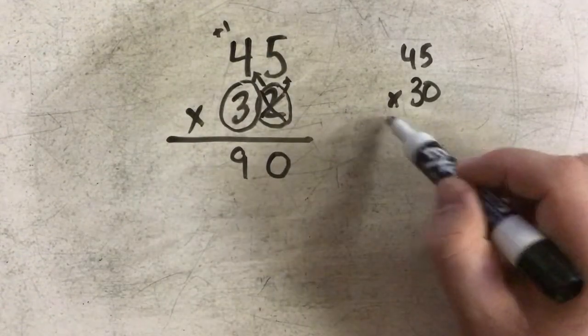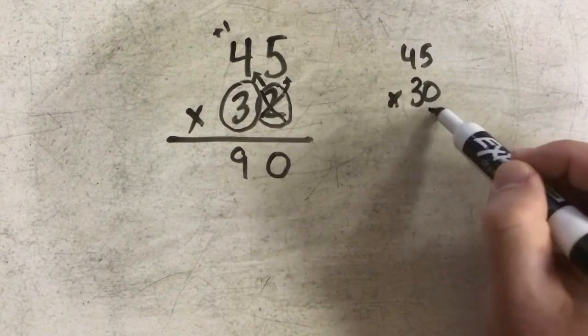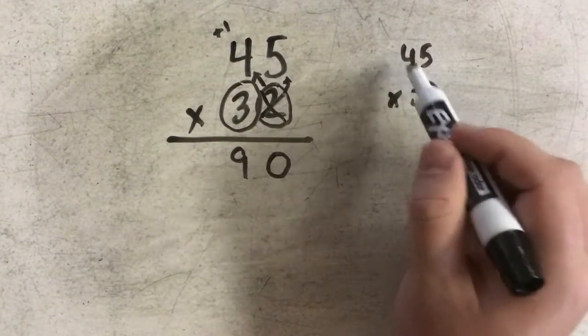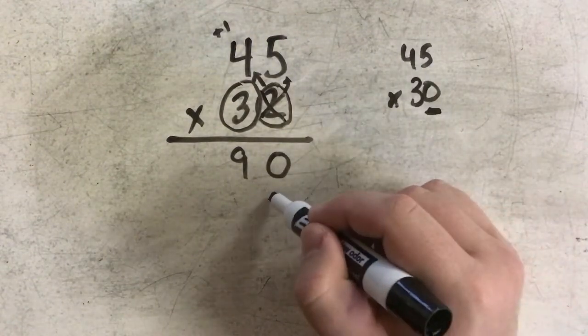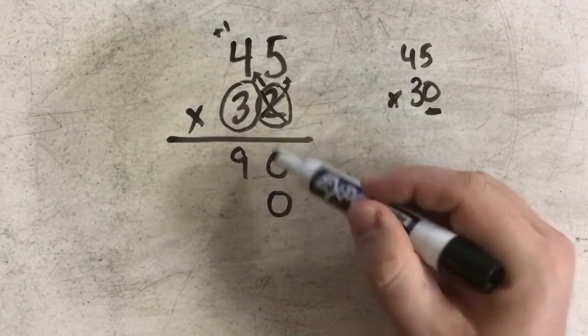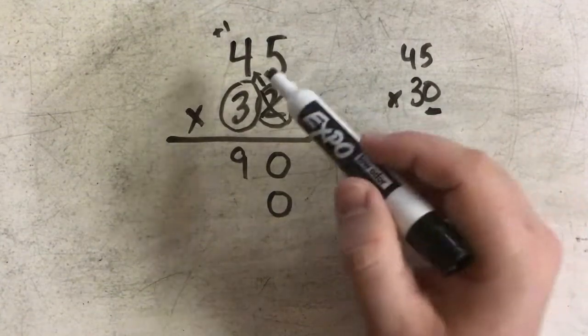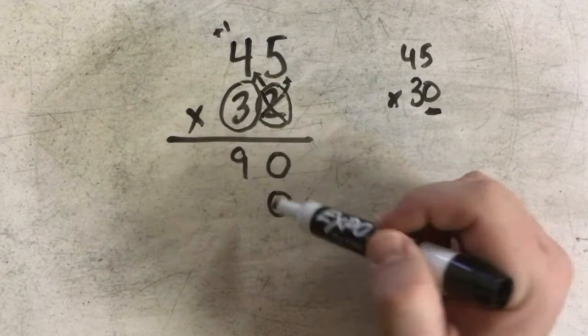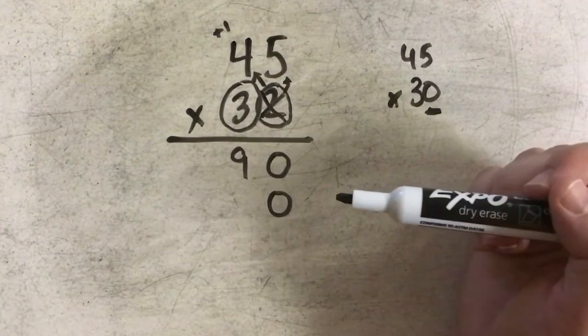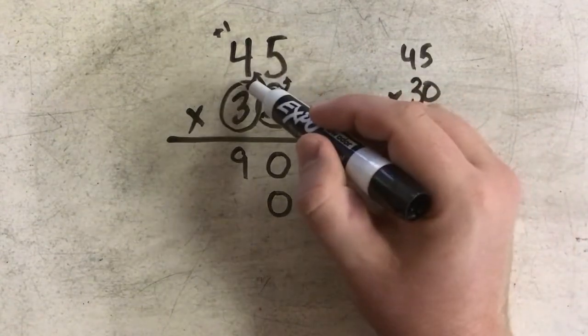So when I multiply by a multiple of 10, I know that that 0 has to come before I multiply the 3 times anything. So that 0 comes right below as a placeholder in the ones. And that's going to happen each time that I multiply by a 2-digit number. There's always going to be a 0 here in my second partial product. And now I need to continue multiplying.